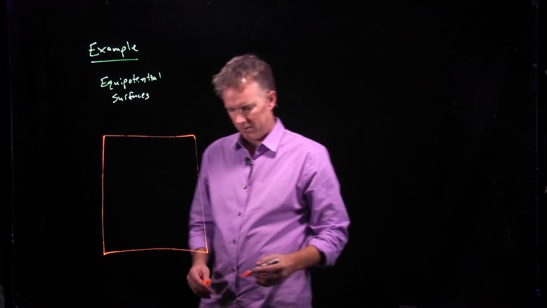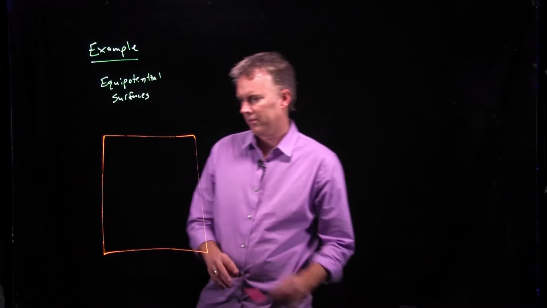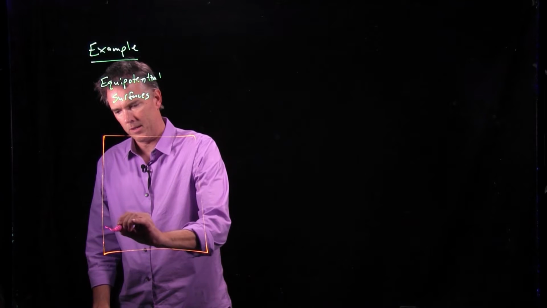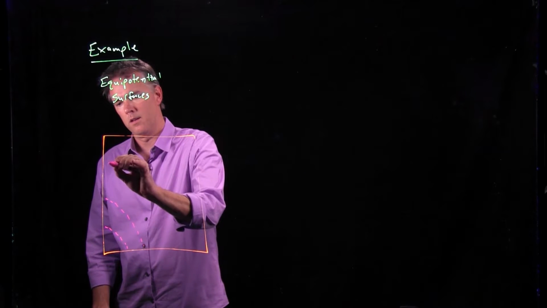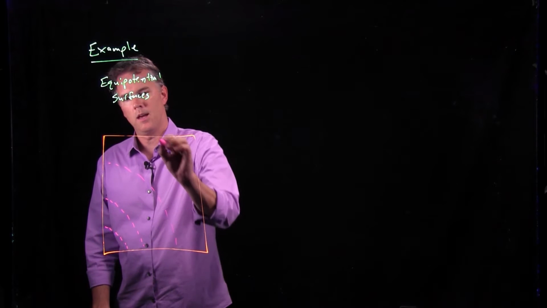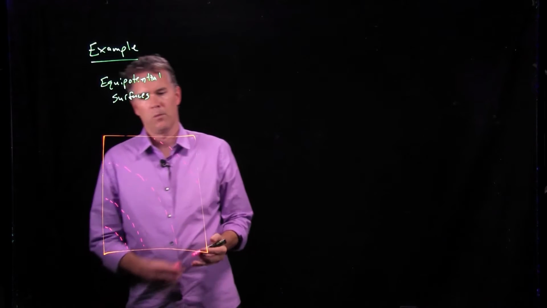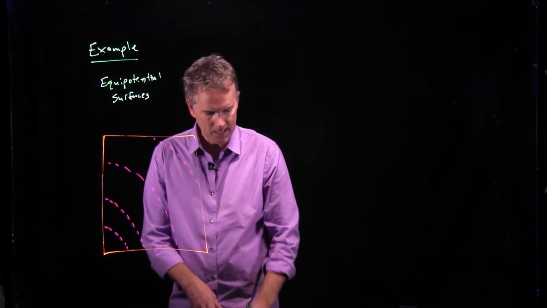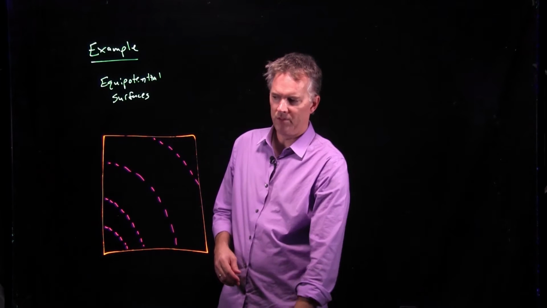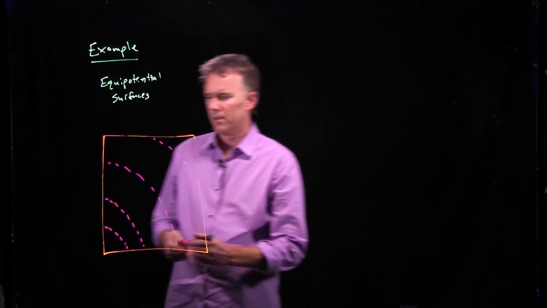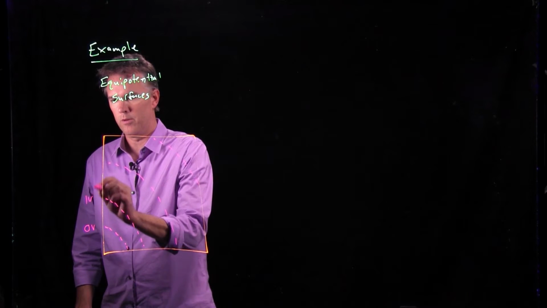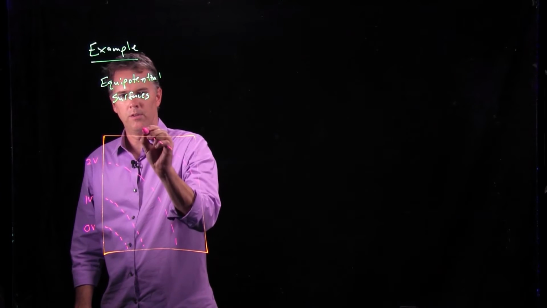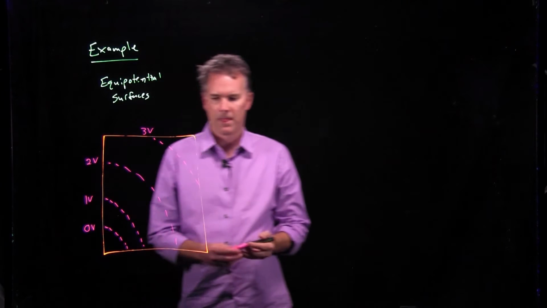And let's draw these equipotential surfaces. So let's say we have one like this, one like this, one like that, and one there. Okay, and each of these surfaces represents a voltage. Okay, and let's say that this is 0 volts, 1 volt, 2 volts, 3 volts.